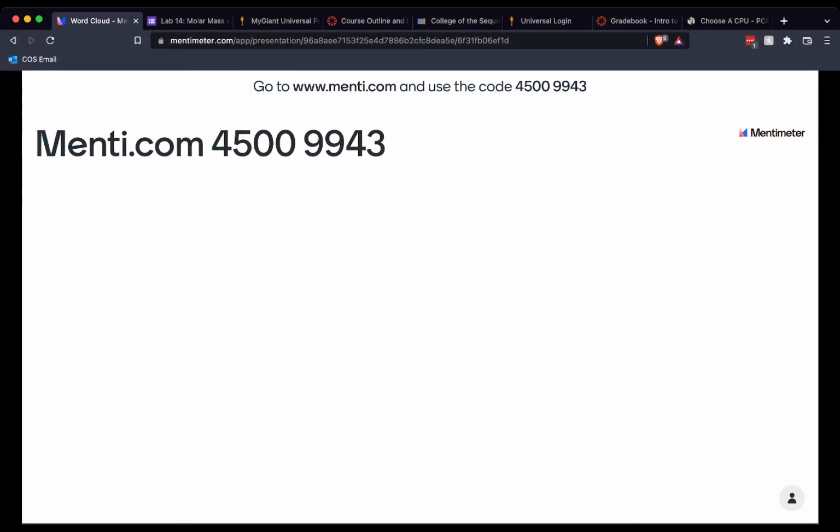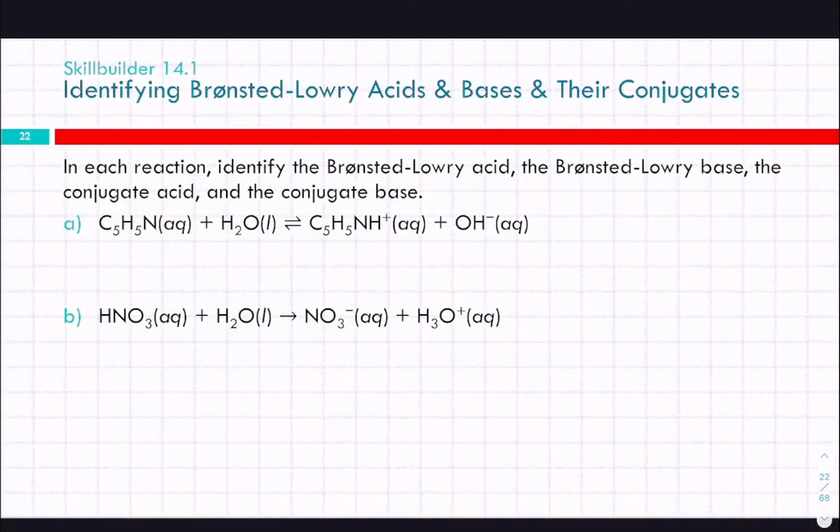So actually, I'll write this on the board. So remember, it's menti.com, and the code is 4500-9943. Obviously, I can't leave this up on there because it's blocking the slide. So in each of these reactions, we have to identify the Bronsted-Lowry acid and the Bronsted-Lowry base. So those are going to be our reactants, and then their conjugate acid and conjugate base, which will be products. You can write this on the slide too, actually. 4500-9943. Okay. So the C5H5N, is that going to be the acid or the base?